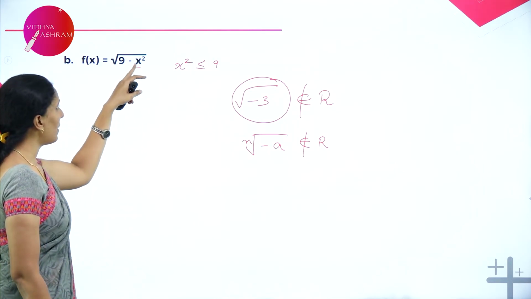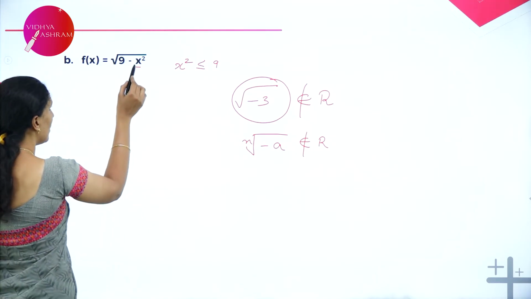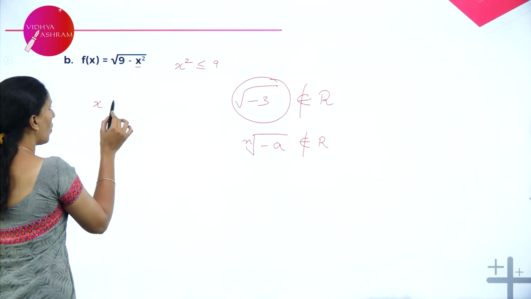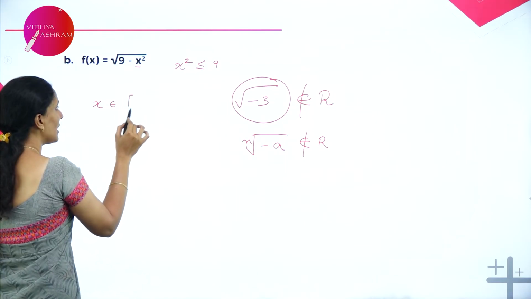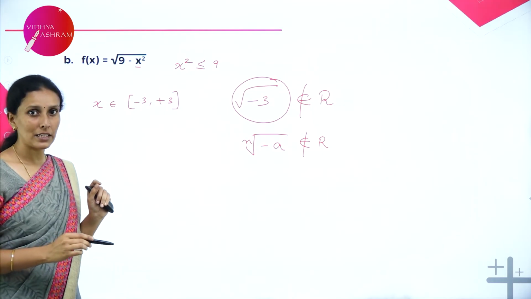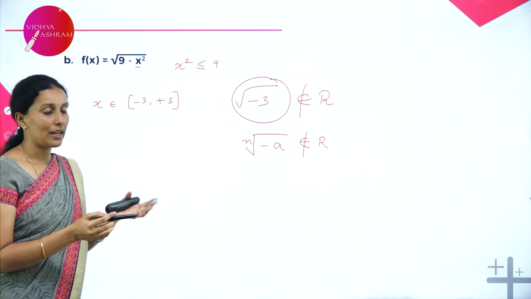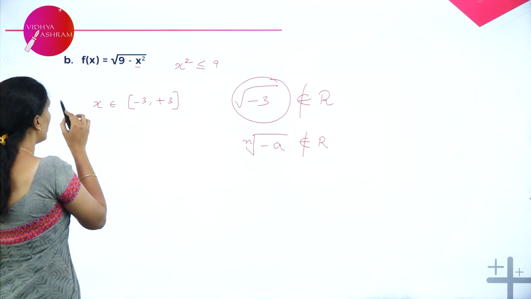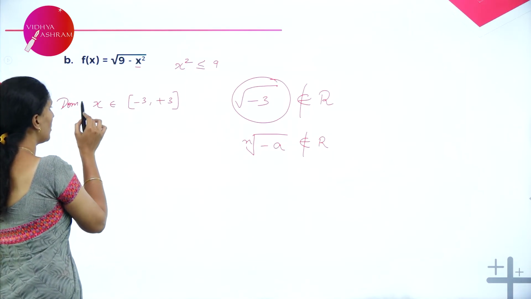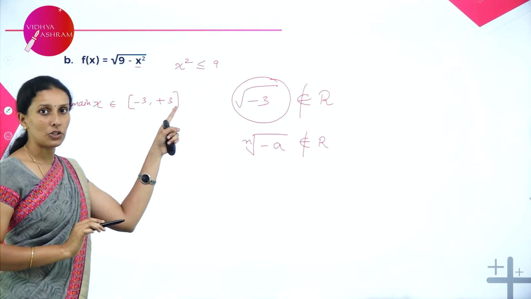So what are the possible values we can choose for x here? We can choose the value for x only from minus 3 to plus 3. That is all the real numbers from minus 3 to plus 3, because when you square it, it will not exceed 9. But what is the domain now? So therefore, we can say the domain of this function is from minus 3 to plus 3.